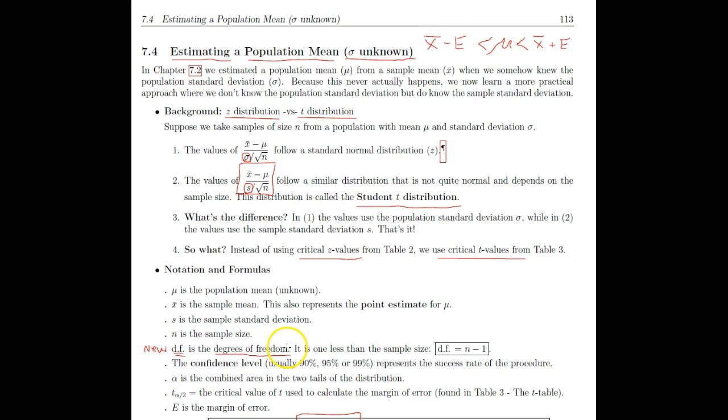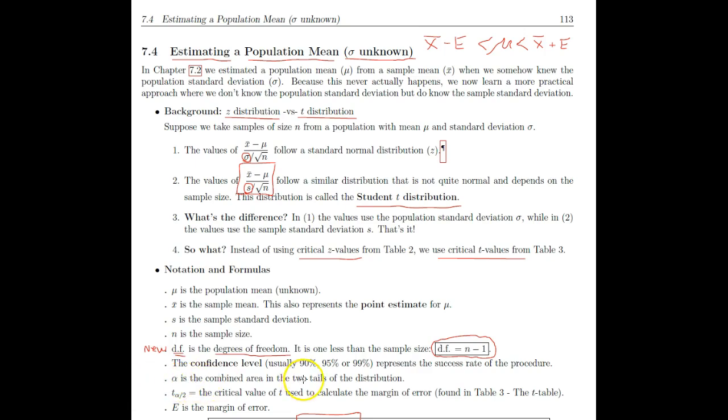The degrees of freedom is one less than the sample size. Degrees of freedom is actually a pretty complicated statistical situation. But for our purposes, really all we need to know right now is that the degrees of freedom is going to be n minus 1. Okay, so just take your sample size, subtract 1, you got your degrees of freedom. And as long as you're cool with that, then you shouldn't really have much problem finding these t sub alpha over 2 values. Okay? Confidence level, we know that.